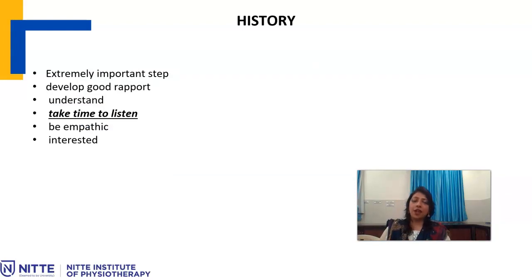Next important method is history. History is purely narrative. It contains a lot of open-ended questions where you give the opportunity to the patient to talk about his condition in detail. What is the chronology of the entire condition? That is to be noted in the history part. So history is an extremely important step.